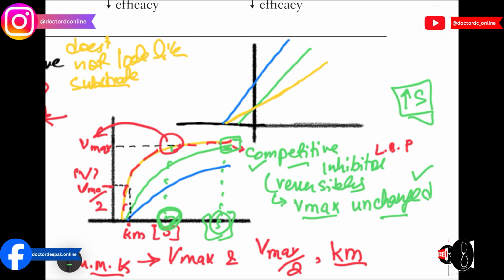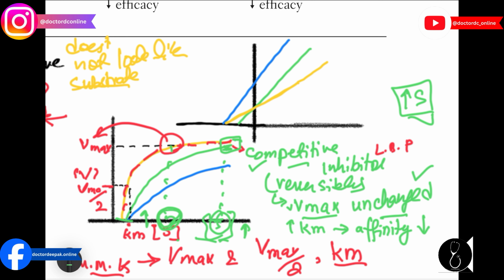Now we will move on to the next points. If you check, the value of Km is higher. As the substrate is increased, the value of Km is also going to increase. So whenever the Km increases, the affinity of the enzyme decreases. This will be the second point.